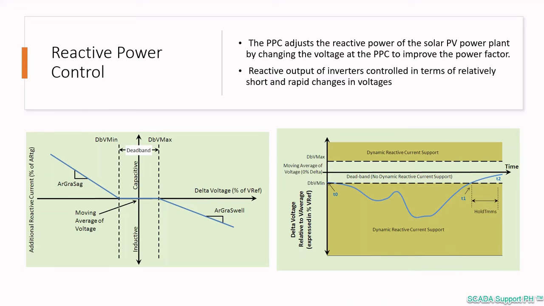In most cases, reactive power does not generate revenue, as utilities pay only for real power and not reactive power. The reactive power control mode is used to regulate the reactive power of the solar PV power plant. In this mode, the PPC adjusts the reactive power of the solar PV power plant by changing the voltage at the POI. This mode is typically used to improve the power factor of the solar PV power plant.